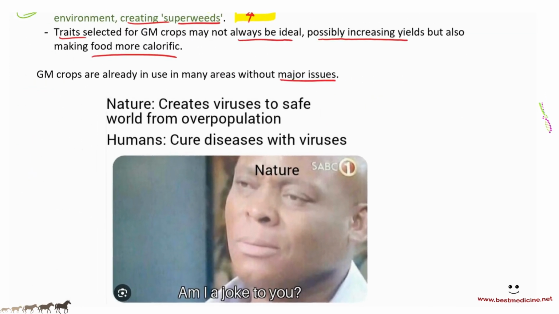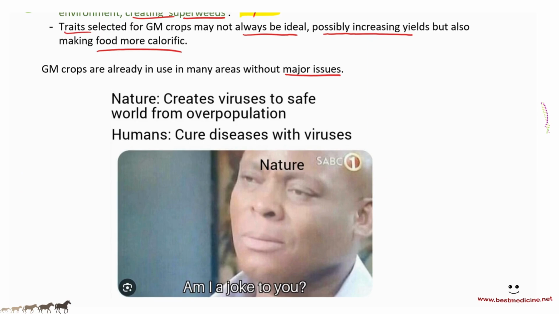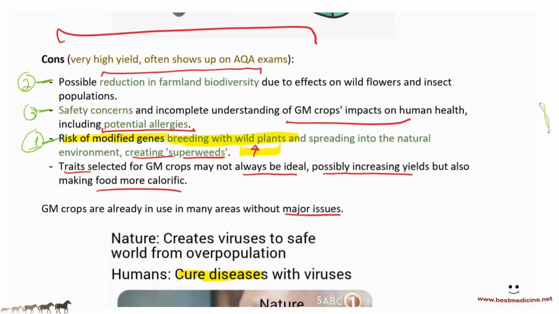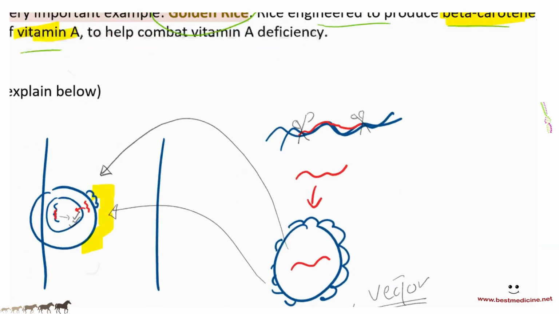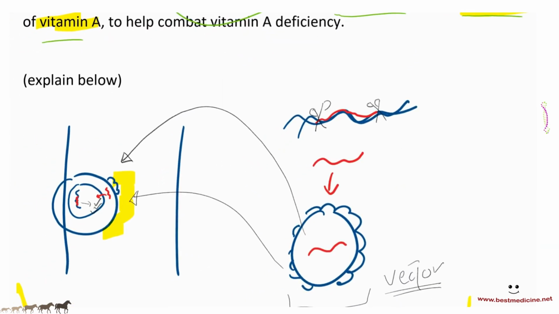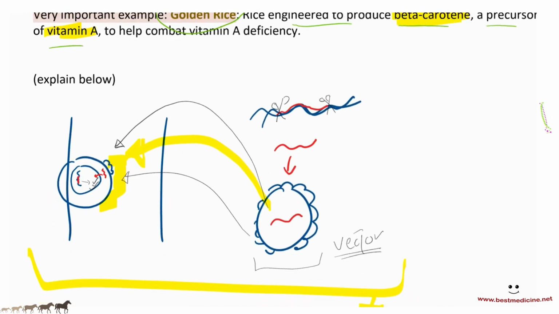Okay, we have a meme. Nature creates viruses to save the world from overpopulation. Humans cure diseases with viruses. For example, cystic fibrosis, right? We just cured it with a virus that served as a vector. You let the virus do its thing, transfer the DNA into the goblet cell.